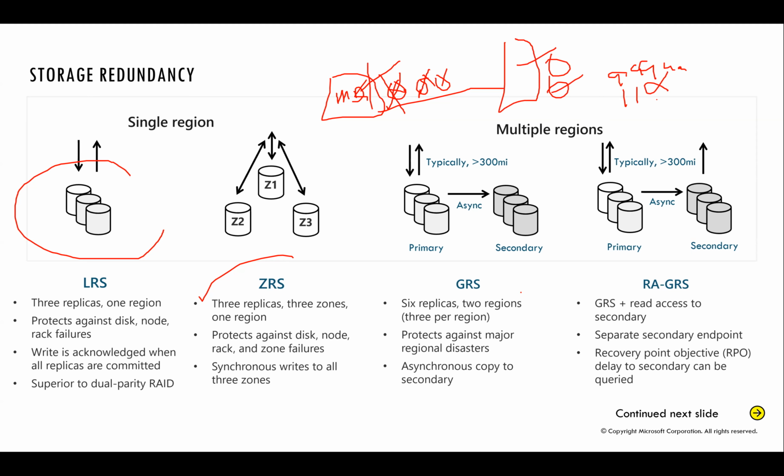99.9999999 availability. And it is the lowest level of availability that you can have. Then you now have the zone redundant storage.